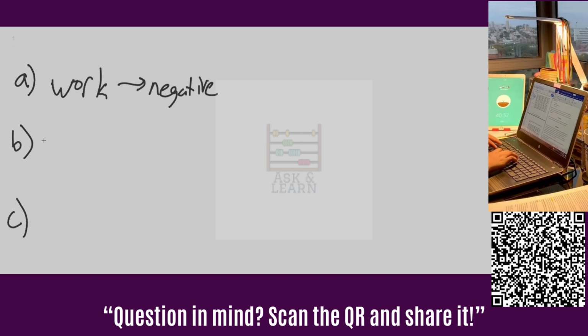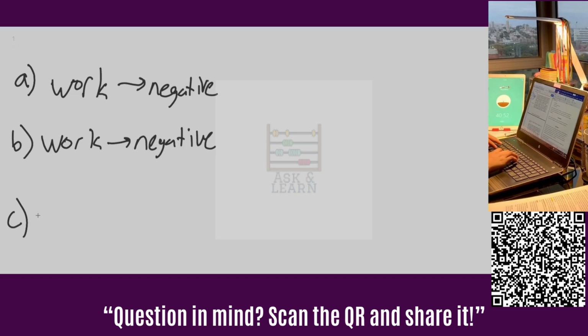Letter B is a book is dropped to the floor. So again, this is work because there's no heat involved. And then the sign is again negative since the book stops moving, therefore it's losing energy. The delta E system is negative.